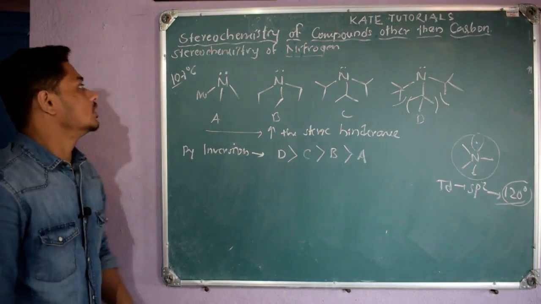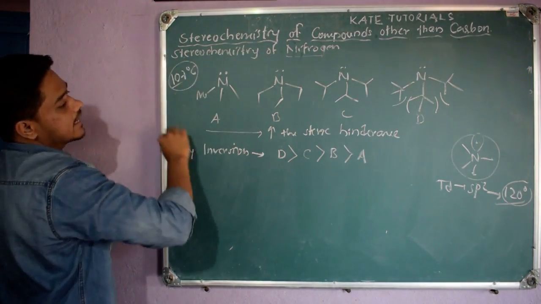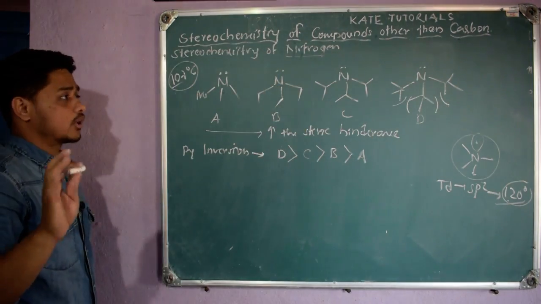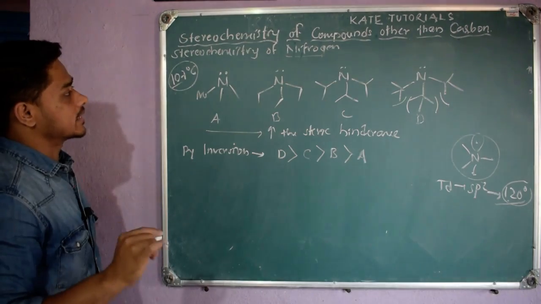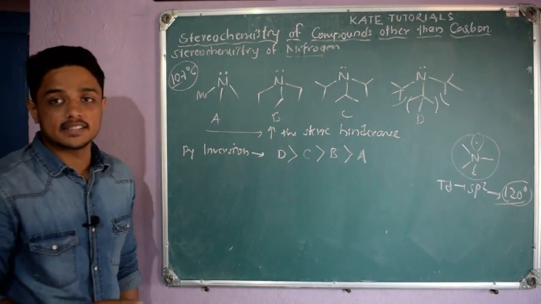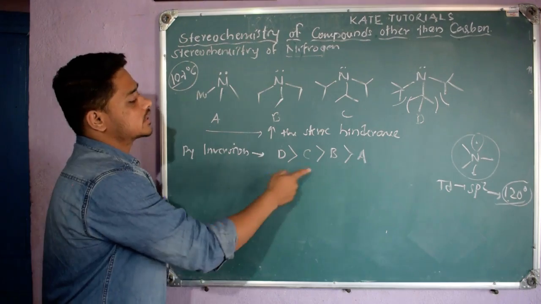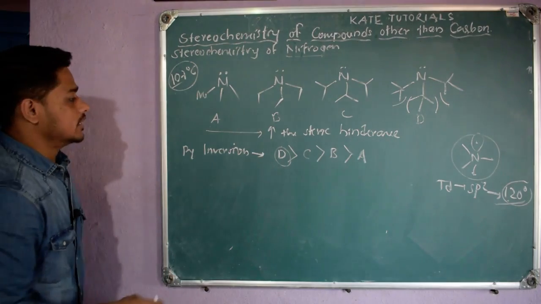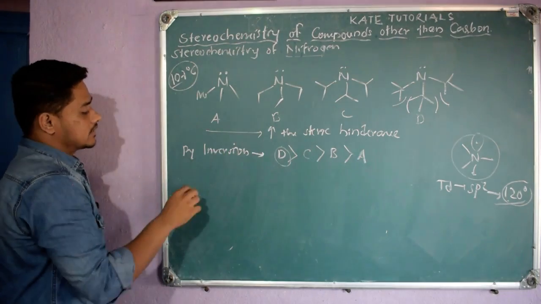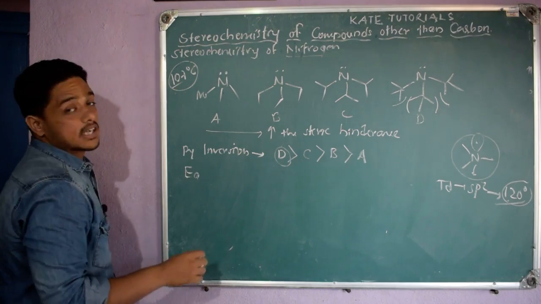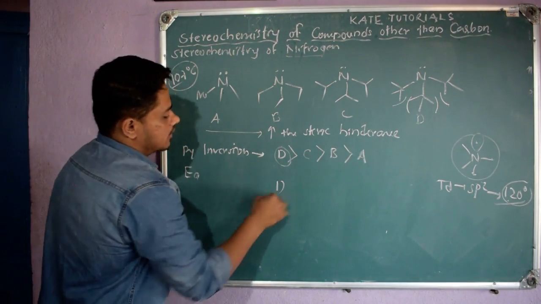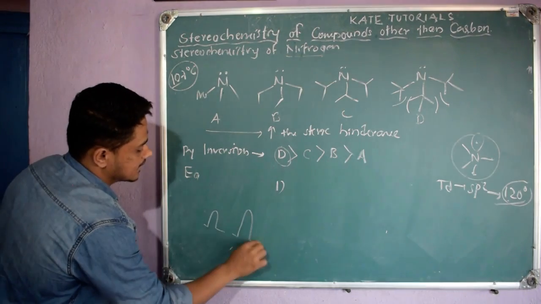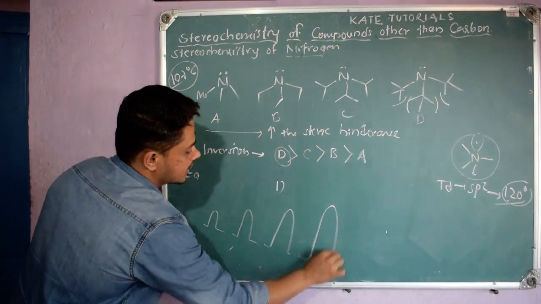I hope you understood. So they can come from 107 degrees to 120 degrees. Here it is more compared to this because of steric hindrance. So you should remember that whenever steric hindrance increases, the rate of pyramidal inversion also increases. So here you can see D is more easily inverted. So if that is the rate of inversion, then what is the energy of inversion? Energy of inversion will be the reverse of this, because see, for D it is like this, for C it is like this, for B it is like this, and for A, right?